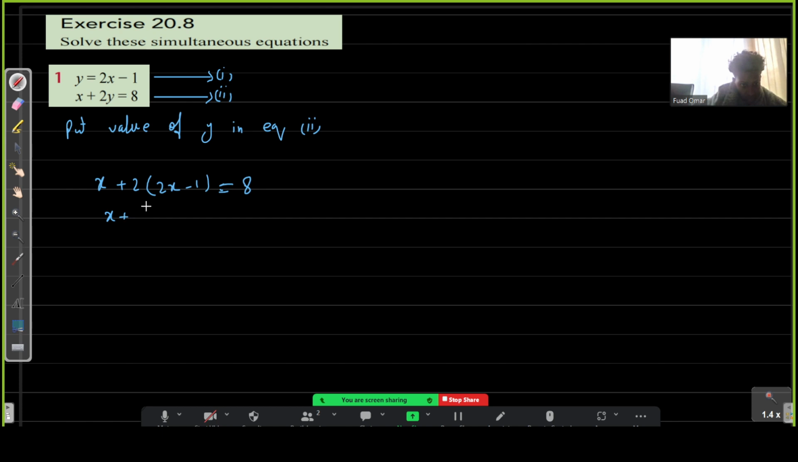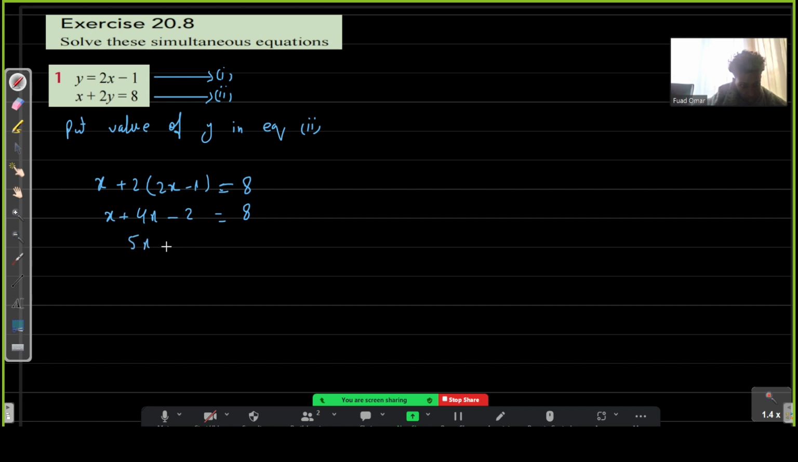So x will be here, and this bracket will be open. We're going to open this bracket and multiply 2 inside the bracket. So 2 times 2x is equal to 4x, and 2 times minus 1 is equal to minus 2, is equal to 8. So these are the like terms. 4x plus x is equal to 5x.